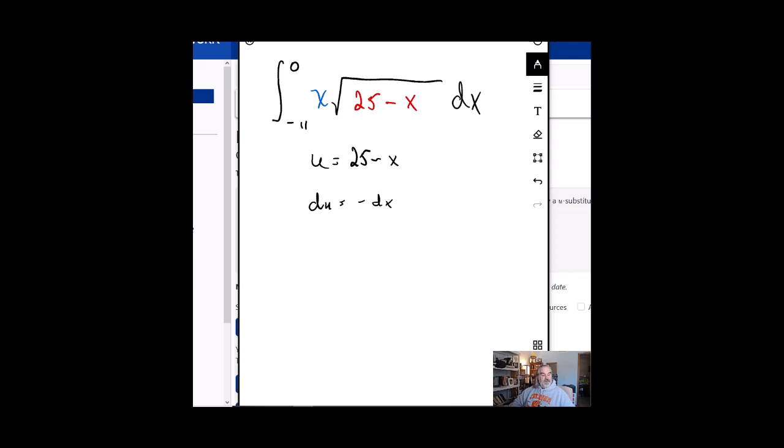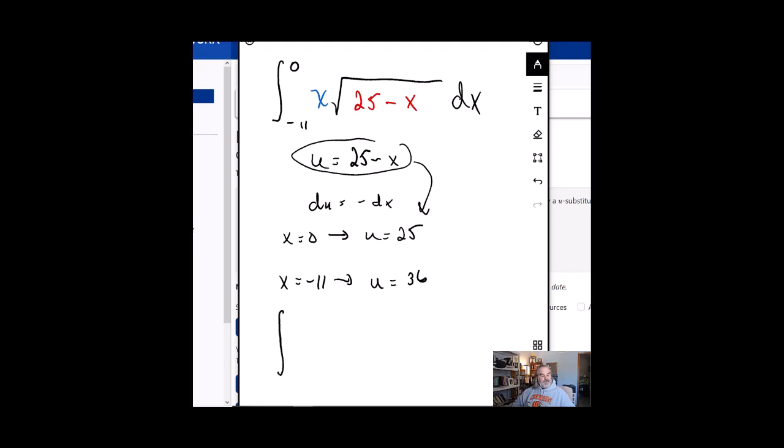The limits of integration: when x is 0, that top limit, u is going to be 25, because u is 25 minus x. Okay, and the lower limit when x is negative 11, u is going to be 25 minus x, so 25 minus negative 11, that will be 36. And so we can recast this integral as the integral from 36 to 25. Now don't automatically put the larger value on top, you have to put them in the place of their corresponding x limits.